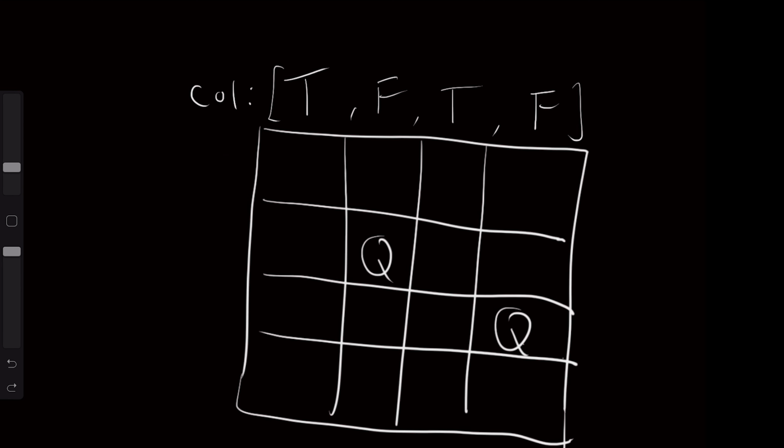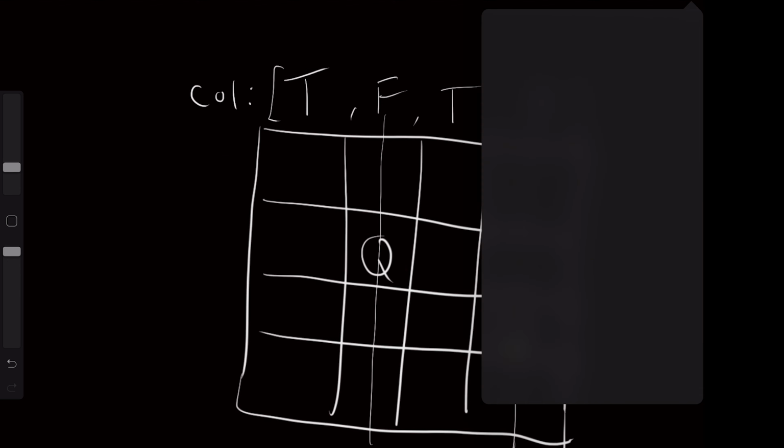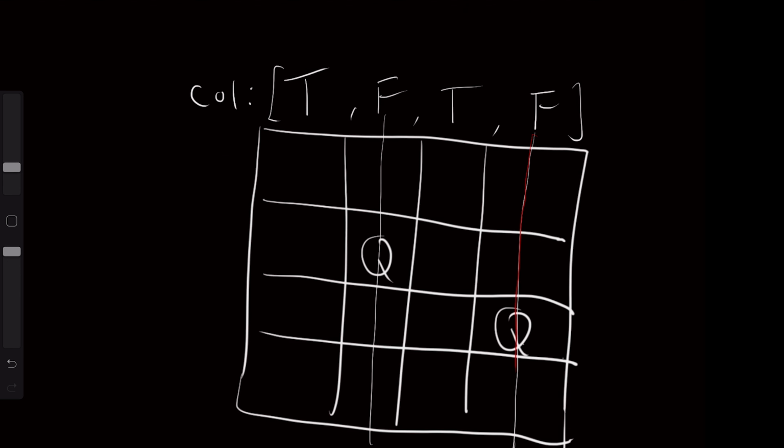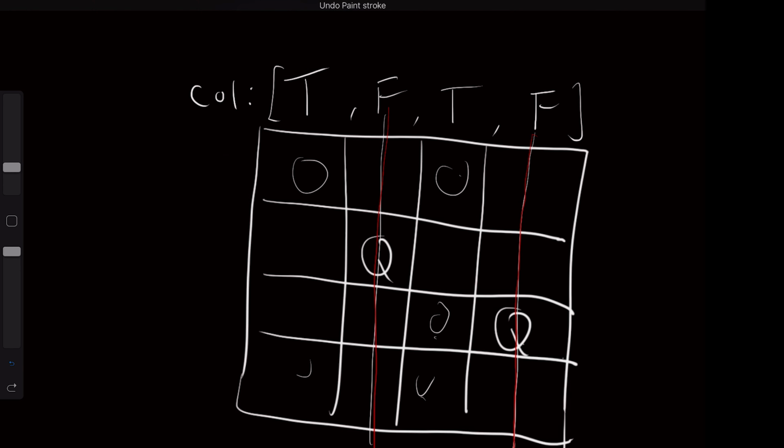So when it's false, it means there's a queen in there. It means I cannot put any queen further. And here is another false, right? False and false. So the only places my queen can be put is on these areas, right? According to the columns.